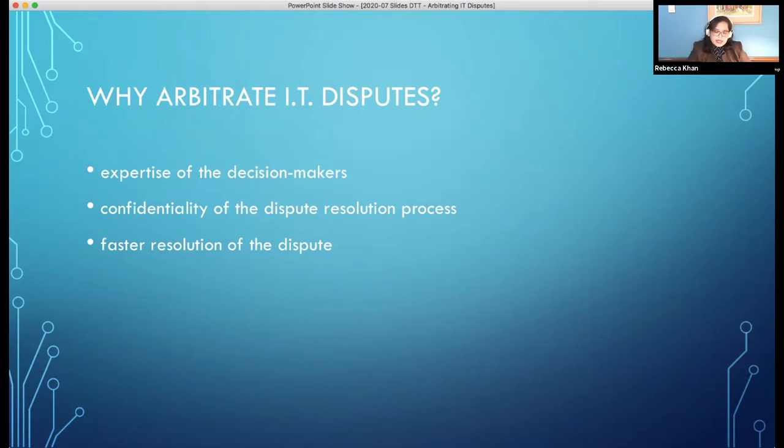And again, we've touched upon the confidentiality of the dispute resolution process. If the technology involved or the processes involved in the IT dispute are trade secrets, confidentiality is important for the client in these matters. So arbitration presents a confidential forum to hear the dispute, which is different from the public nature of courts, as we've already discussed. And as we've discussed, IT disputes, so information technology by its nature, are rapidly evolving. You want those disputes resolved quickly.